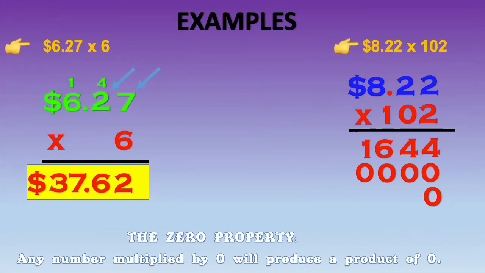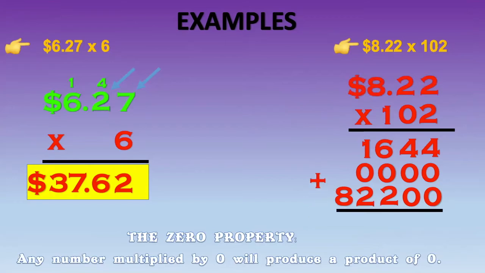Now, place 2 zeros as placeholders and begin multiplying by the 1 in our multiplier. 1 times 2 is 2. 1 times 2 is 2. And 1 times 8 is 8.